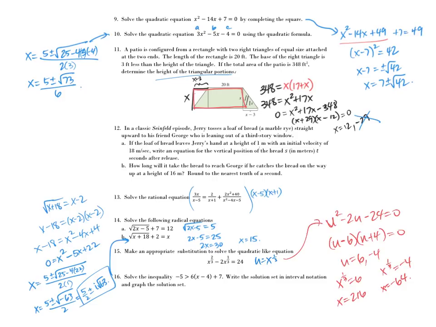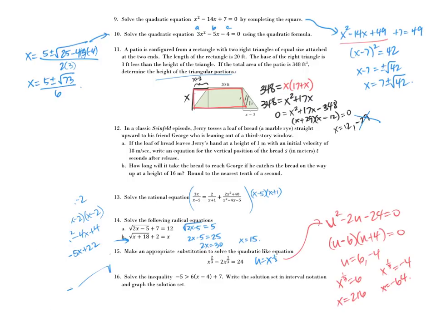Okay, last one on this page. Solve the inequality and write the answer in interval notation. Okay. So the first thing I'm going to do is distribute this 6. So I have -5 is greater than 6x minus 24 plus 7.